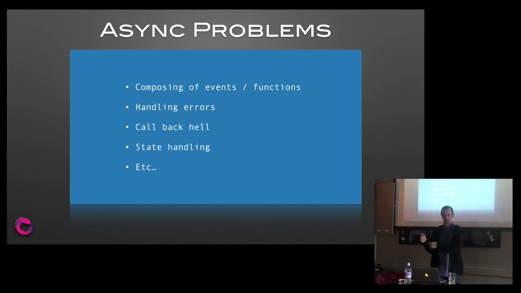So first of all, when you're doing asynchronous stuff, these are a few of the problems. You get composing of events and functions, so it's going to look a mess. It's really hard to comprehend. You get handling errors: something can happen and then it can just stop, and you don't know why, and you've got to work through your code to find where the error's coming from, so it's not being filtered down. You get callback hell, which is another one.